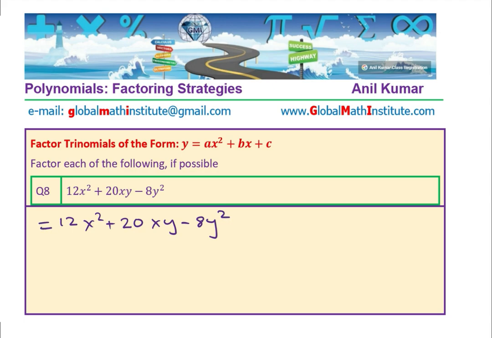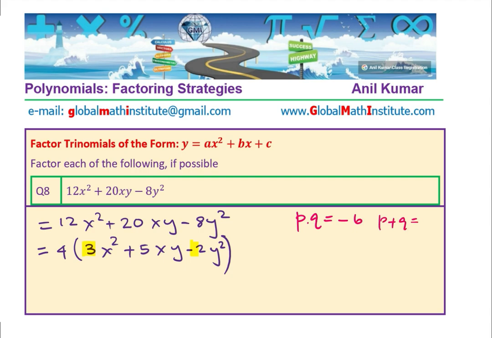So you notice that 2, rather 4 is common, right? So this time we are not going to make a mistake. We take 4 as a common factor, right? So we get 3x squared plus 5xy minus 2y squared. You get the idea. And now we can do product and sum. We're looking for the product of two numbers, p and q, to be equal to what? Well, it should be equal to 3 and minus 2, which is minus 6. And the sum should be equal to 5.